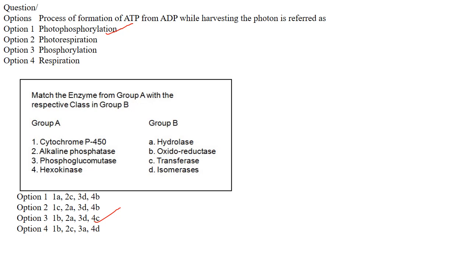Then match the enzyme from group A with the respective class in group B. So cytochrome P450, oxidoreductase; alkaline phosphatase, hydrolase; phosphoglucomutase, isomerase; hexokinase, transferase. So answer is option 3, 1B, 2A, 3D, 4C.